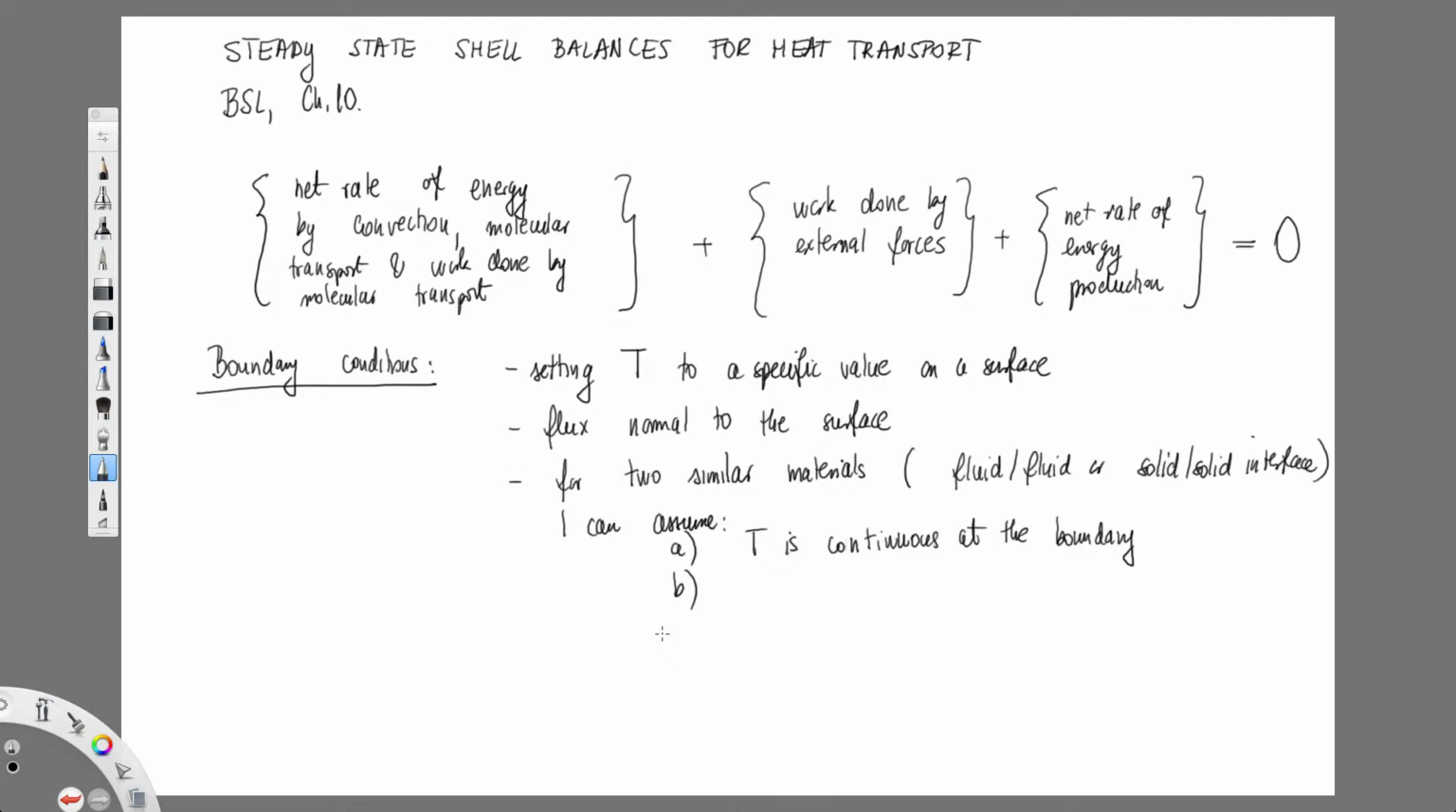And also heat flux at that boundary, or normal to that boundary, is continuous as well. In other words, my q dot n, where n is normal to the boundary, is continuous as well.